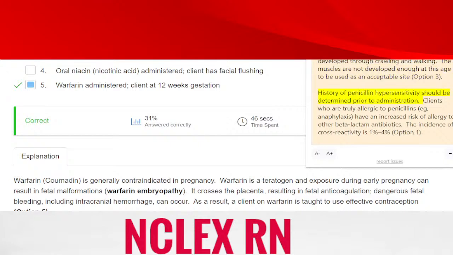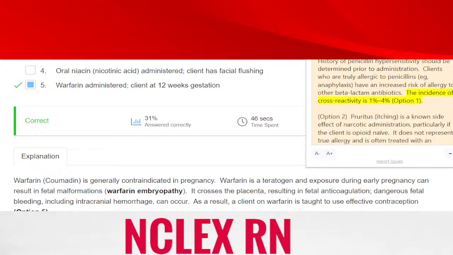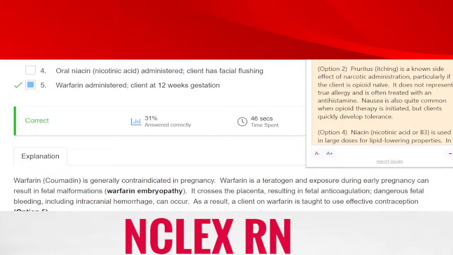History of penicillin hypersensitivity should be determined prior to administration. Clients who are truly allergic to penicillins, e.g., anaphylaxis, have an increased risk of allergy to other beta-lactam antibiotics. The incidence of cross-reactivity is 1% to 4%, option 1.